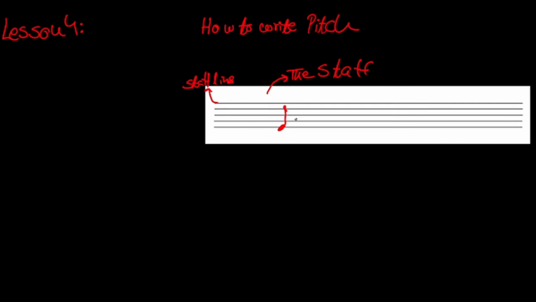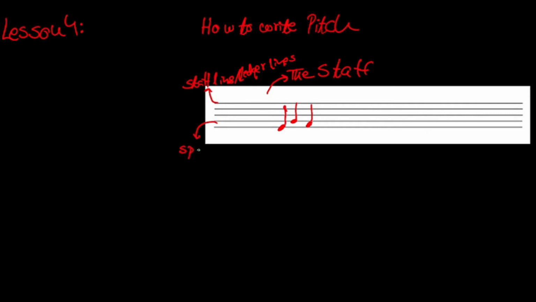Regardless, I could put a note on a line, right? Like this, or maybe something like this. I could put a note on a line. But I could also put a note on a space, right? The space between two lines. The lines are also called staff lines, or ledger lines. The space between these two lines, we can also put a note there, don't you think?